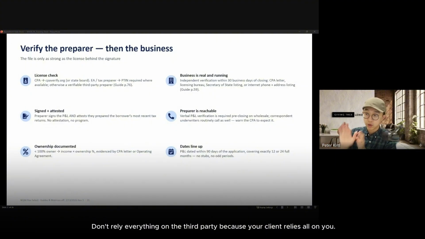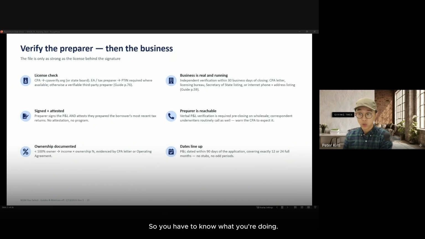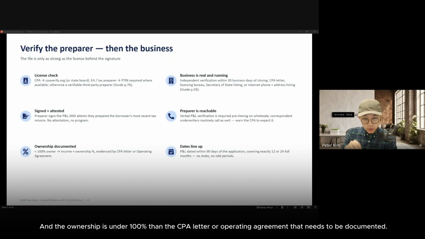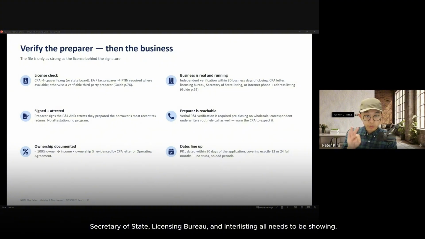Don't rely everything on the third party, because your client relies all on you. So you have to know what you're doing. And the business itself verified as active within 30 business days of the closing, right? And if the ownership is under 100%, then the CPA letter or operating agreement needs to be documented. Secretary of State, Licensing Bureau, and listing all need to be showing.